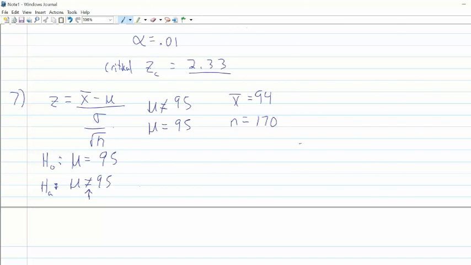For the test statistic, all we need now is the standard deviation, and that's it. So we were given that the variance was 49. That's the standard deviation squared. The variance is 49. The square root of that is 7.